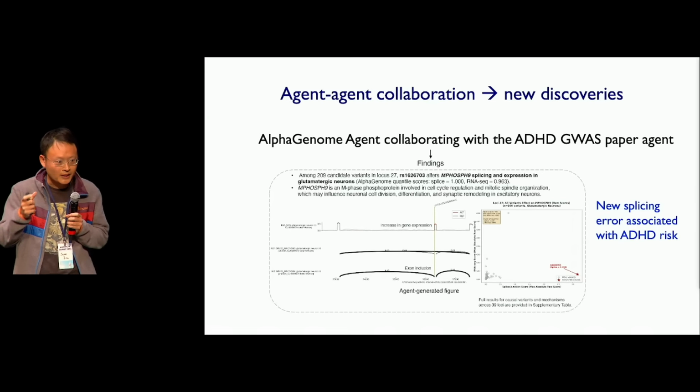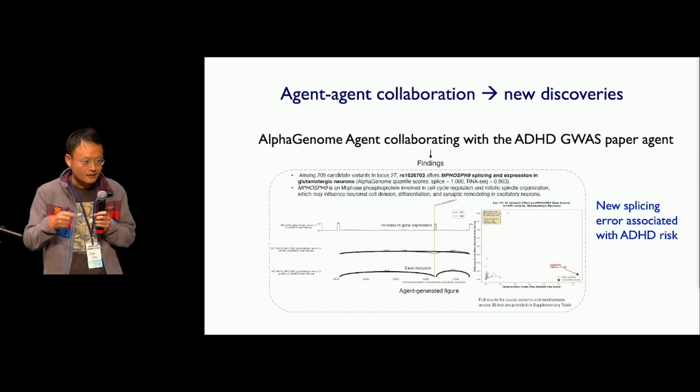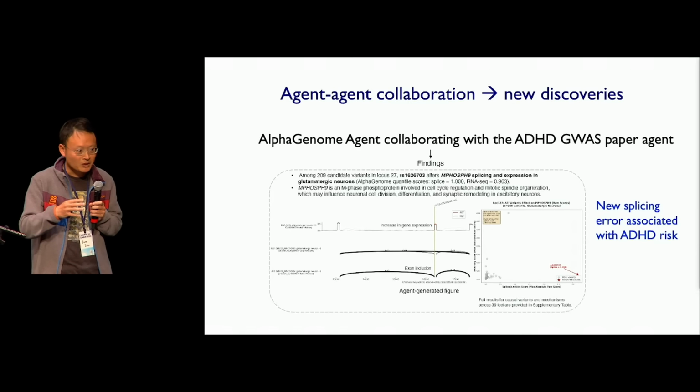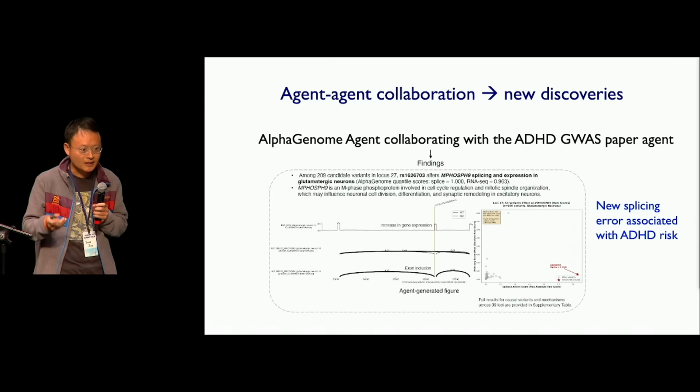In this case, those two agents actually started to talk to each other, decided they could collaborate, and then automatically discover a new mutation that increases the risk for ADHD, which was not known before. So we're starting to see many more of these examples of paper agents starting to collaborate.